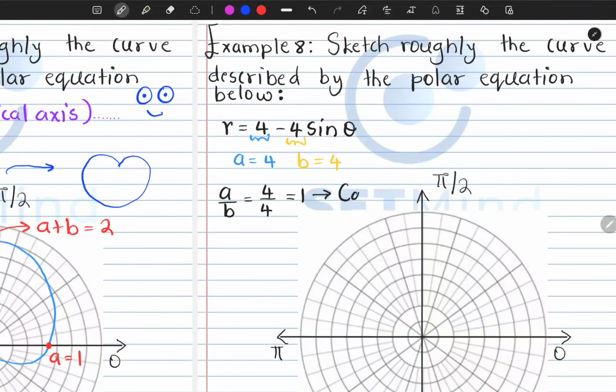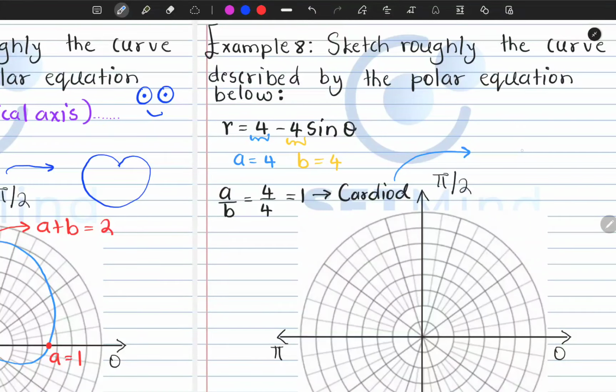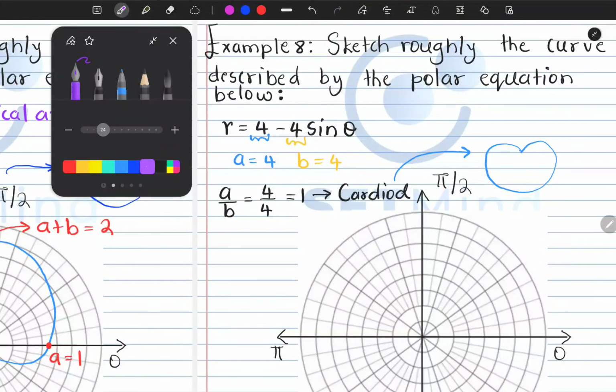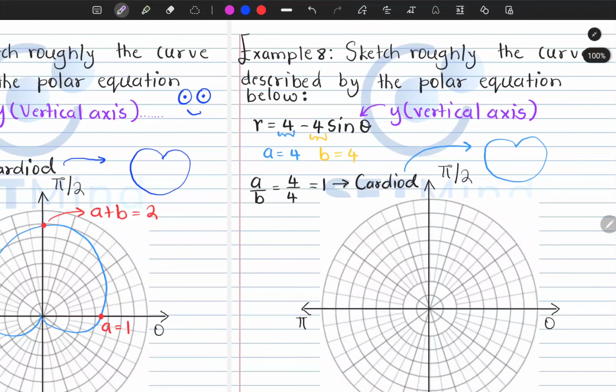And once we see 1, our brain should remind us that we are working with a cardioid. And once it reminds us that we are looking at a cardioid, we should remember what shape we're looking at. So a cardioid is more like a heart. So we're looking at a shape that is something like this. Then how is this shape going to be plotted? You need to remember that you're working with sine, and sine has to do with y, and y is just related to the vertical axis. So for our sine, we'll just focus on the vertical axis.